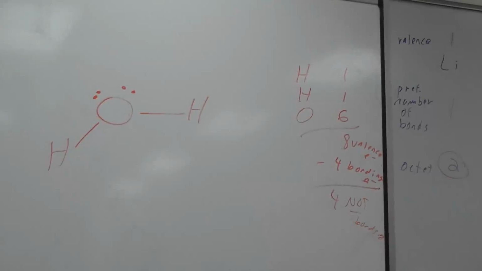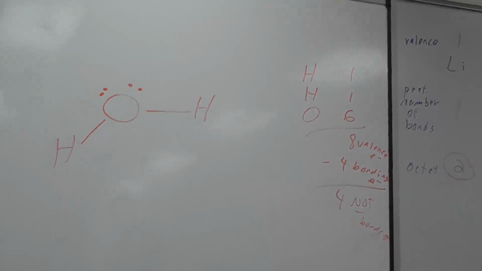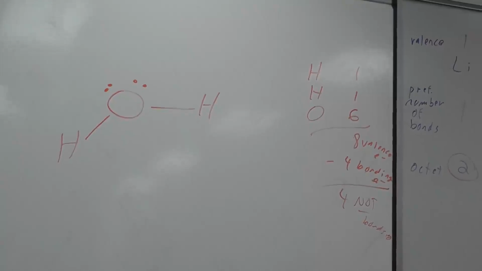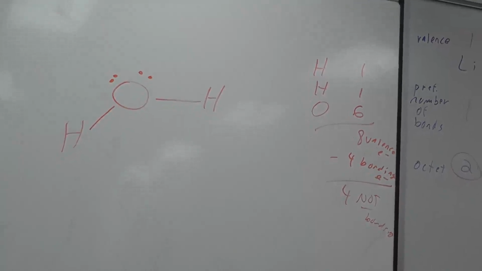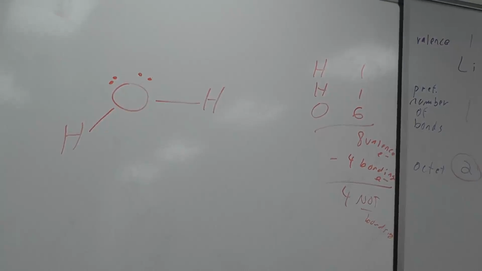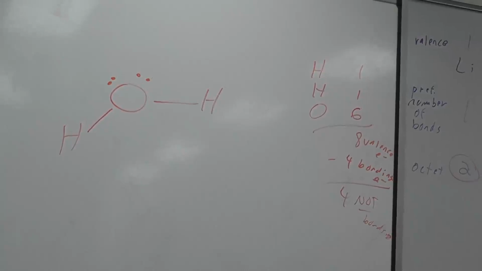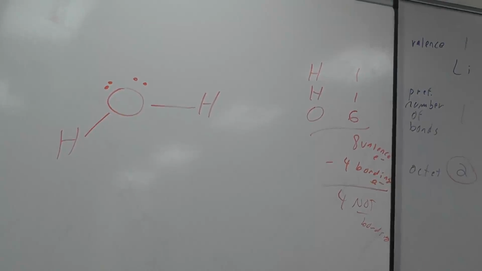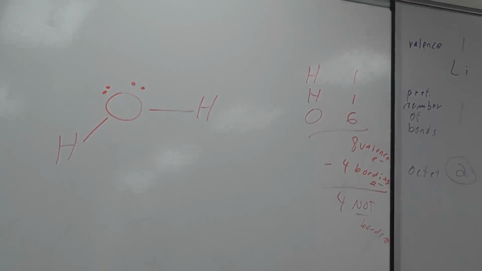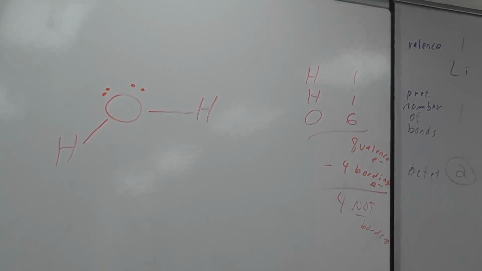And now compare that to your chart. Hydrogen has 2 electrons, that's its octet. Oxygen has 8 electrons, that's its octet. Preferred number of bonds, 1 for hydrogen, that looks good. 2 for oxygen, that looks good. And that would be your finished structure. Do you see how this works?